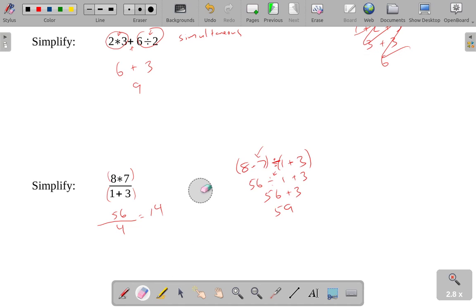Especially, this is not just a question of doing it right now. This is going to pop up again and again throughout the semester. Whenever you're typing stuff written as a fraction into the calculator, you need to be careful about that.